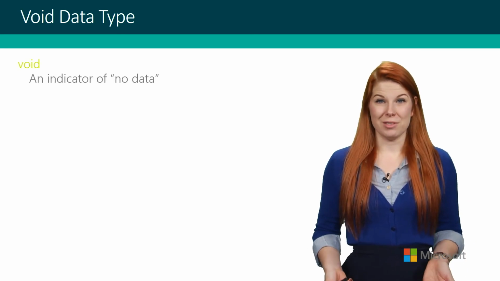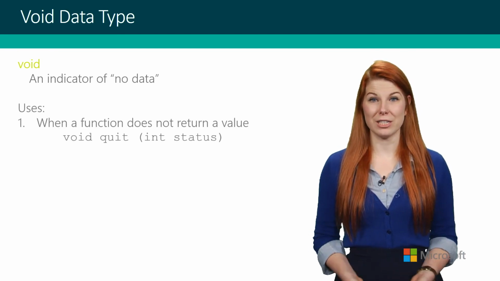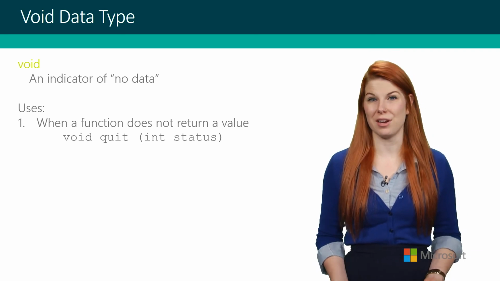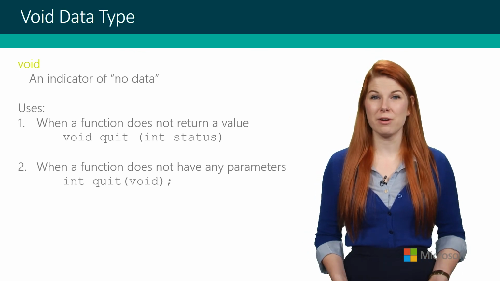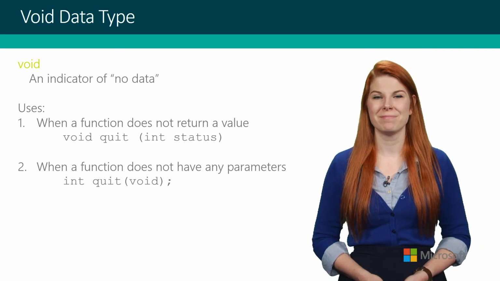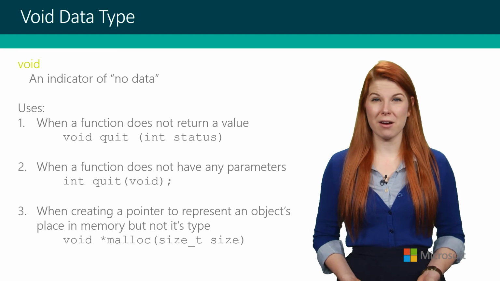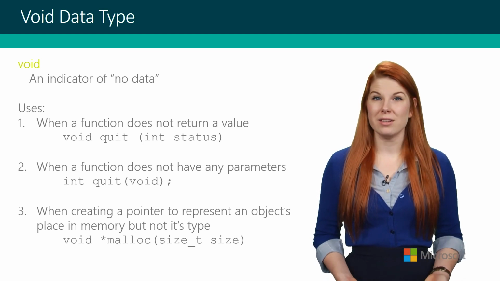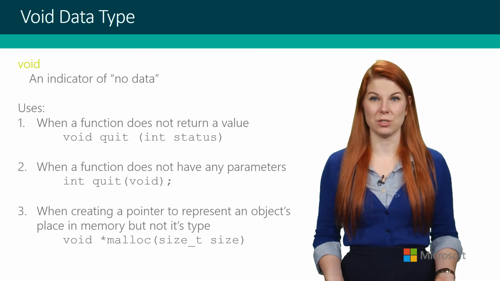When are you going to want to use no data? Well, first, maybe you have a function that doesn't return anything. It just takes stuff in and then does some work, but it doesn't actually return anything out. Or maybe you have a function that doesn't take in any parameters. In C, you have to tell the function, hey, there's no parameters for you to take. And finally, if you do want to create a pointer, but you don't care about what data type the object is, well, you can make a void data type that just holds its location in memory as opposed to its actual specific data type.